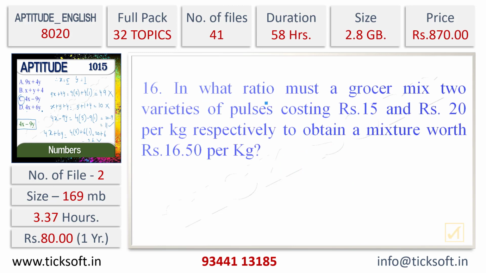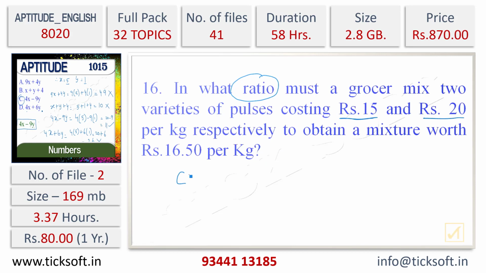Now the 16th question is, in what ratio must a grocer mix two varieties of pulses costing rupees 15 and rupees 20 per kg respectively to obtain a mixture worth rupees 16.50 per kg? Here also we have to find out the ratio, isn't it? And here we have two varieties of pulses, and the first one is rupees 15 per kg and the second one is rupees 20 per kg.